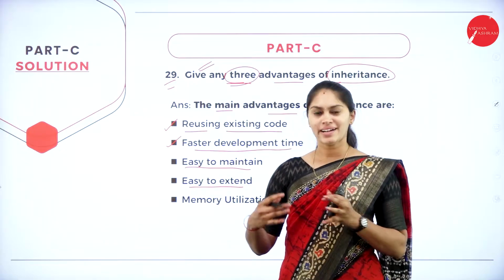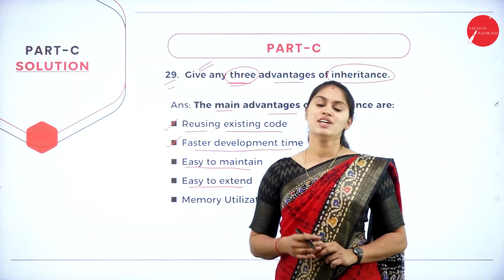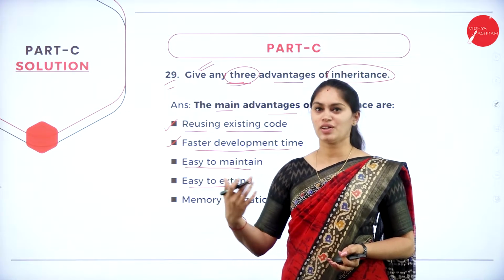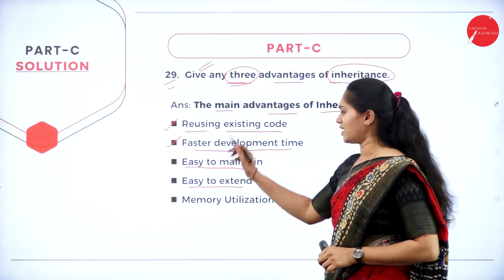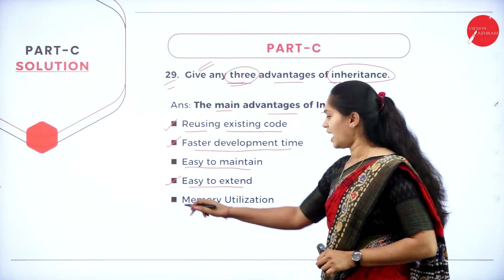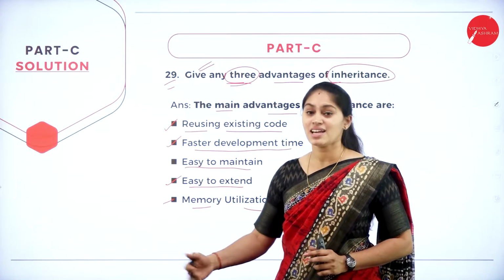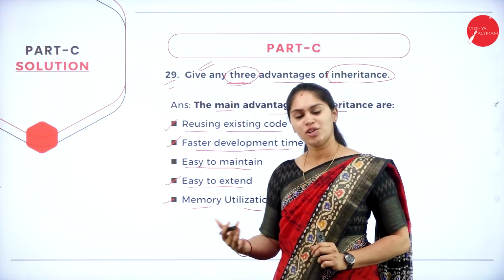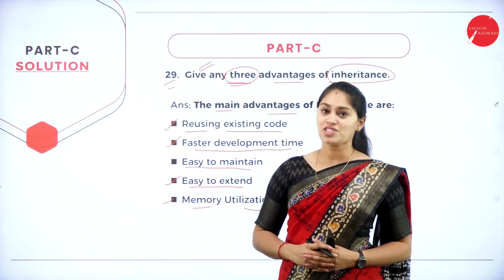And easy to extend. For example, already I have 5 classes, and I just want to create one more class, that is a new class. I can easily add that new class or an object into the existing code very easily. That will be one of the advantages which comes under inheritance, which is easy to extend. And proper memory utilization. If you are using data which already exists, then there is no need to have a separate memory location for the new data. No need to do it again from scratch. Everything will be maintained in an efficient manner.